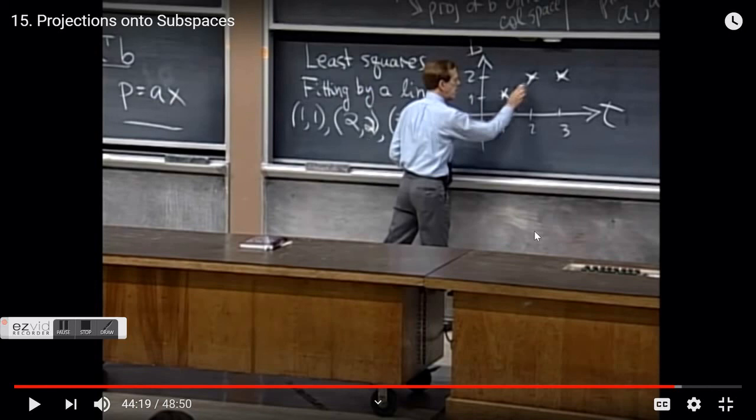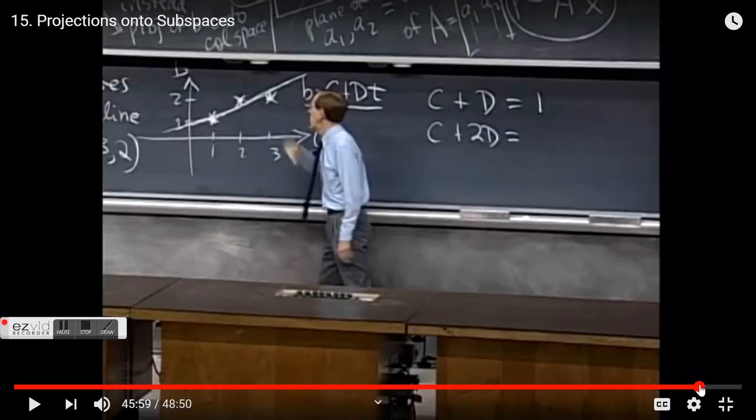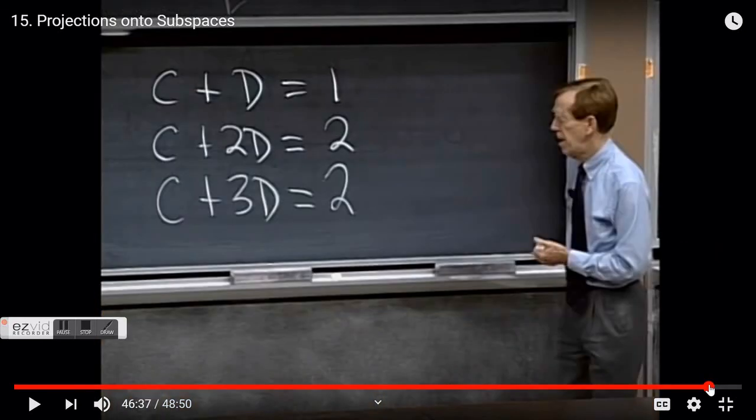So our equations become c plus d equal to 1 for the first star, c plus 2d equal to 2 for the second star, and c plus 3d equal to 2 for the third one. These three equations represent the 3 points, and we want to find a best fit line that goes through them. Here you can see very clearly you have three equations and two unknowns, so it's clearly a case of a tall matrix.